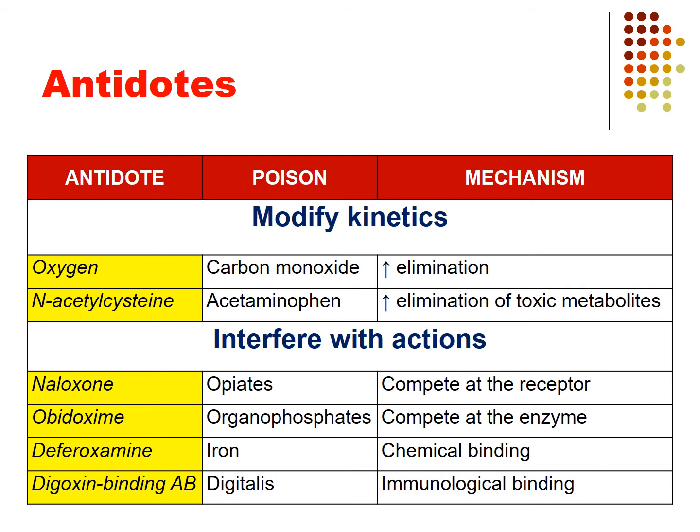Digoxin-specific antibodies are the antidotes for different forms of digitalis, digoxin and digitoxin. They combine with them through immunological binding. These are few examples of some antidotes. It's very important to select the antidote based on the clinical manifestations, based on the diagnosis of the case, and also the condition of the case. Antidotes are used specifically in certain conditions, not in all conditions.